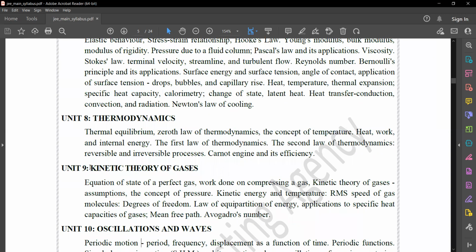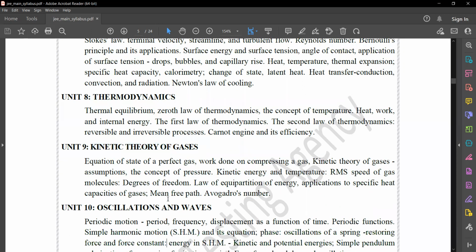Kinetic theory of gases. This is the 13th chapter. Equation of state of a perfect gas, work done in compressing a gas, kinetic theory of gas, assumptions, the concept of pressure, kinetic energy and temperature, RMS speed of gas molecules, degrees of freedom, law of equipartition of energy, application to specific heat, mean free path, Avogadro's number. So all these things, the concept of pressure is the main concept here.